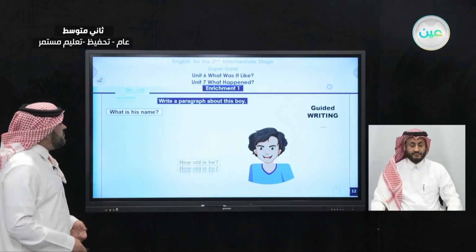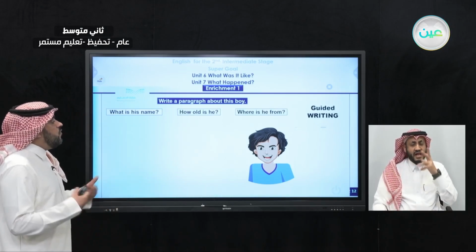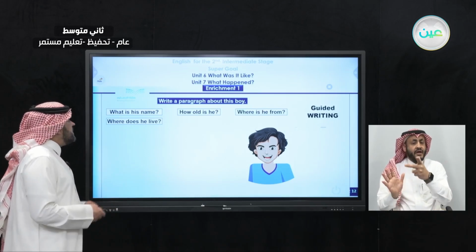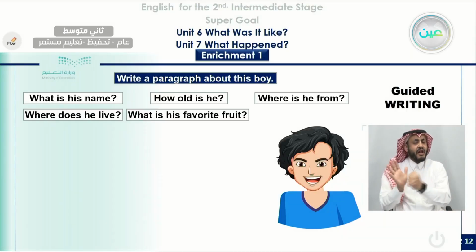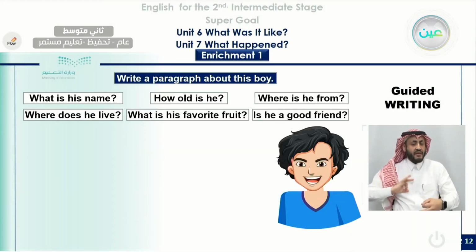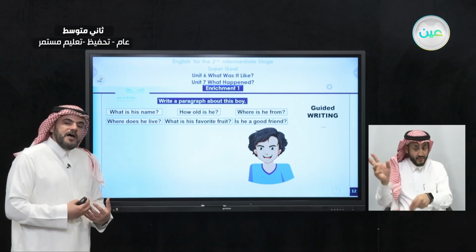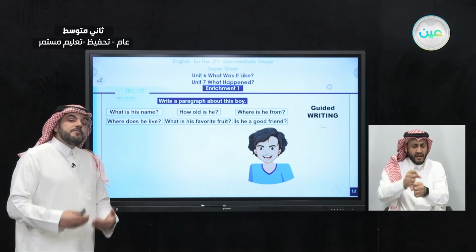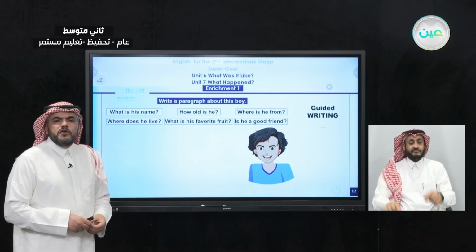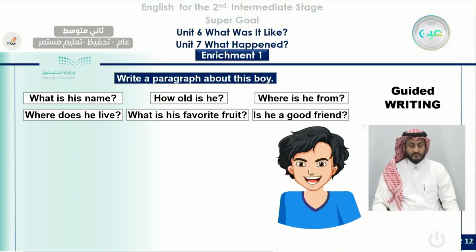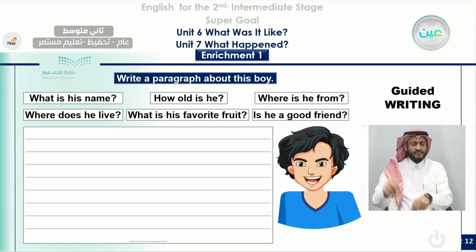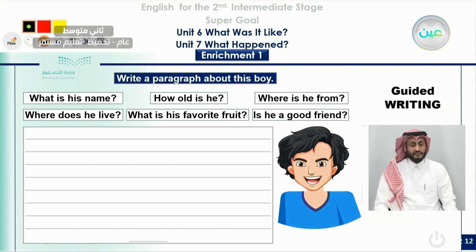So what is his name? How old is he? Where is he from? Where does he live? What is his favorite fruit? And is he a good friend? These are 5 questions. If you answer them and if you make them in the shape of a paragraph, that is going to be considered as writing. So let's give you an example and write it down with you so that you will learn how to deal with the helping words or helping questions.